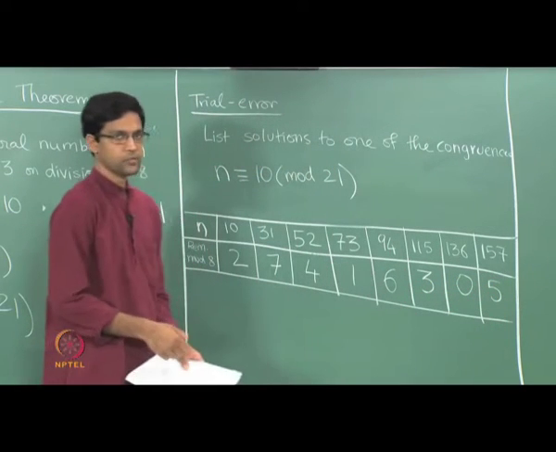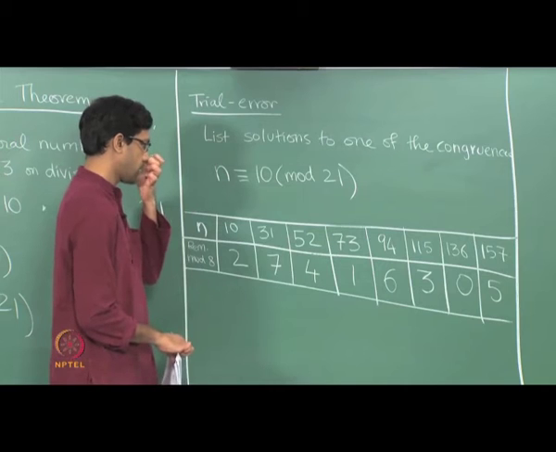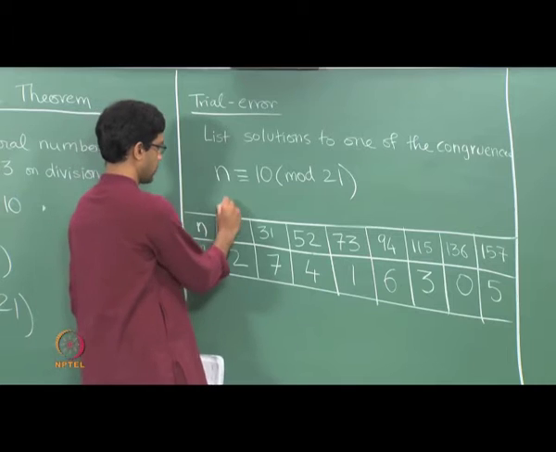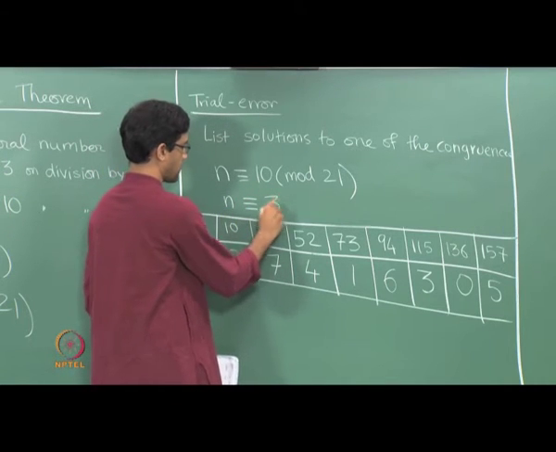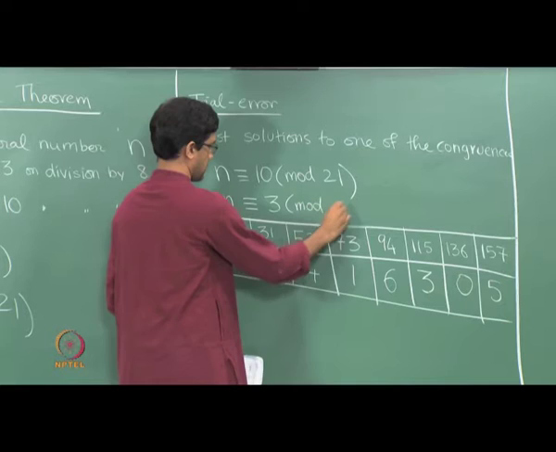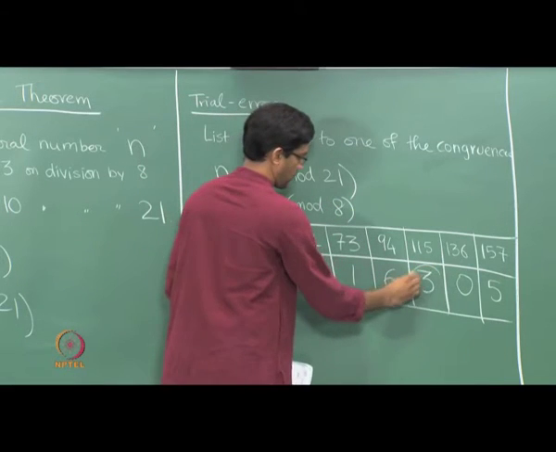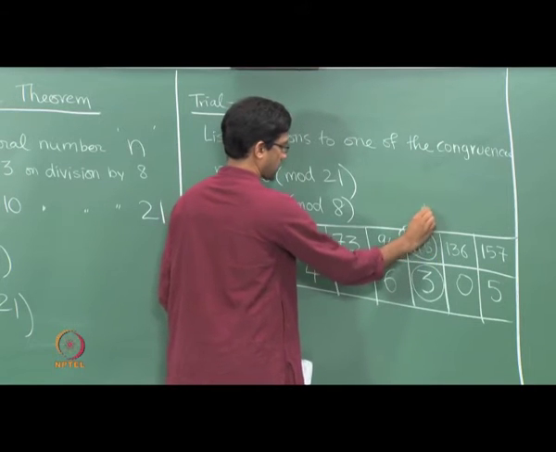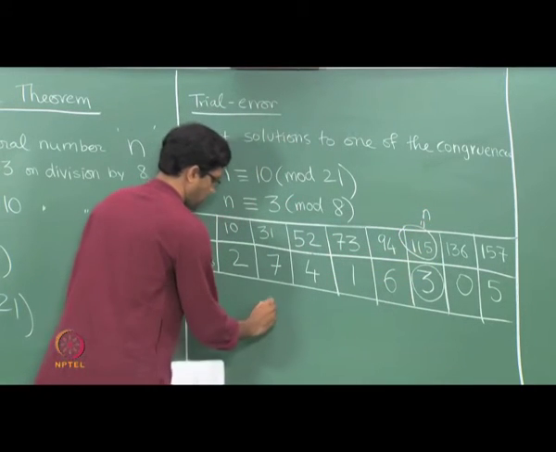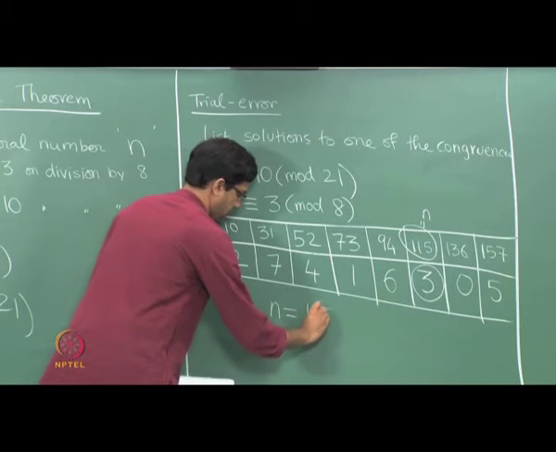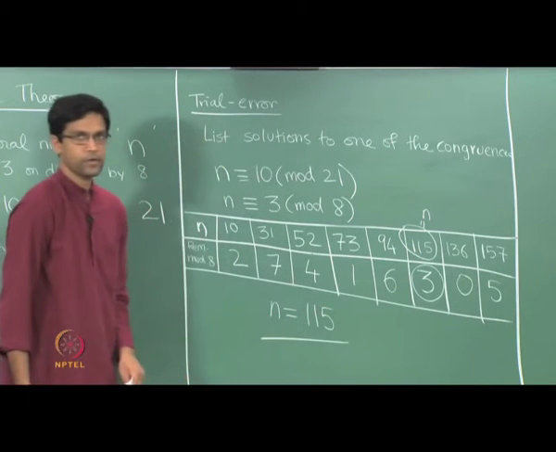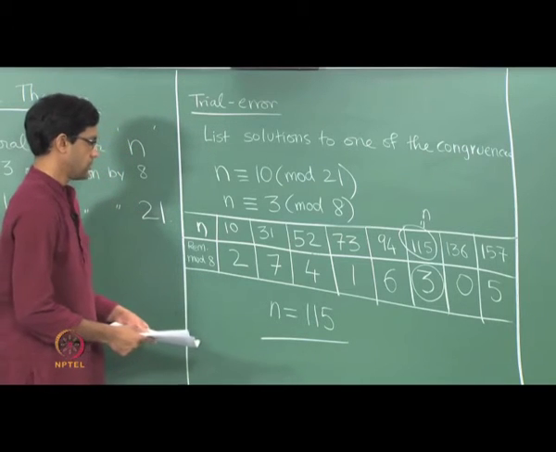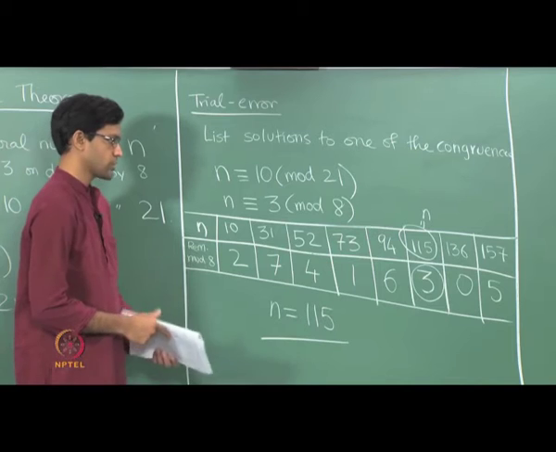Okay. So now you scan through this list and you find that the number 115 also satisfies the second condition that we want. We also want n to satisfy n congruent to 3 mod 8, and of course that's exactly what we want. So the solution that we are interested in is n equals 115. Okay, so we have solved the problem here. n equals 115 is the smallest natural number which is congruent to 10 mod 21 and 3 mod 8. So that's a brute force approach here.